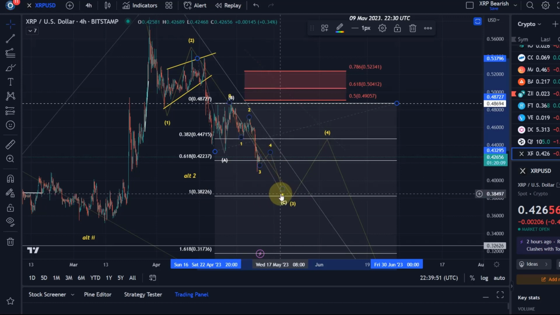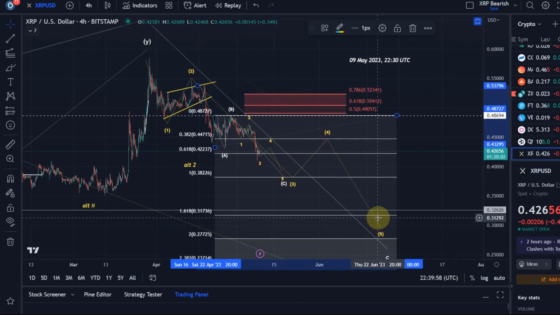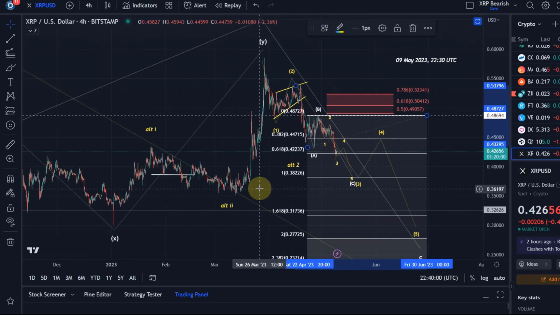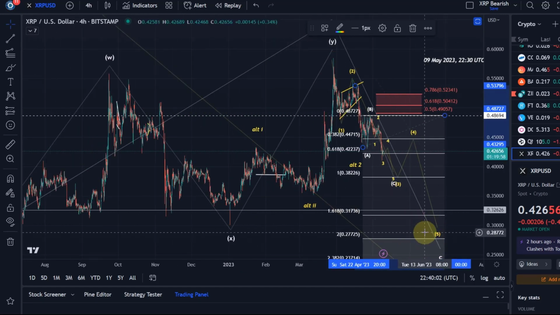Then we should get a fourth wave up, and then a fifth wave down, which should also be an ABC structure. And this eventually should lead to new bear market lows. Not will, but should.